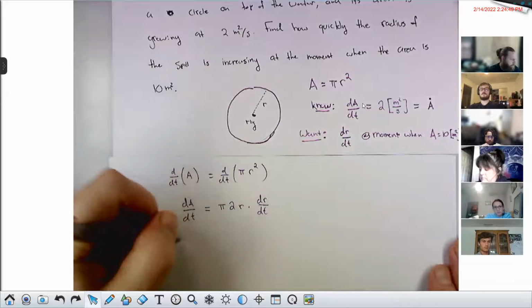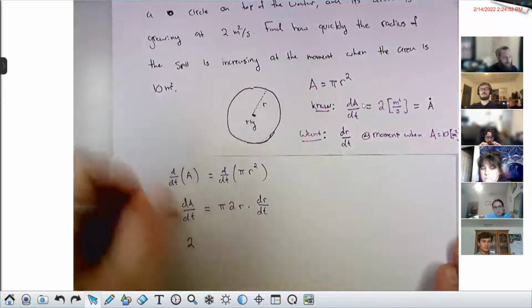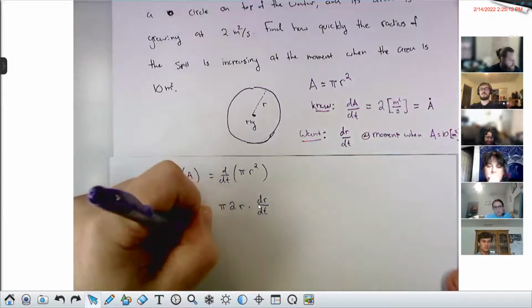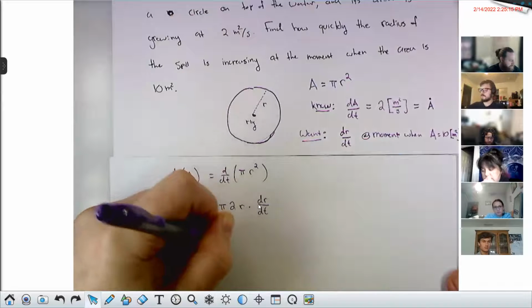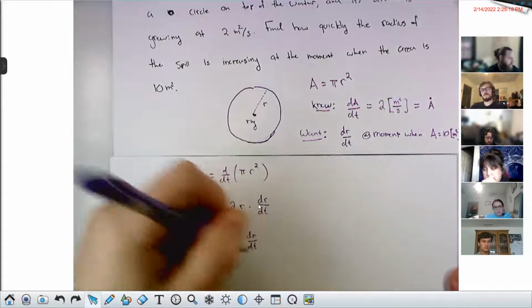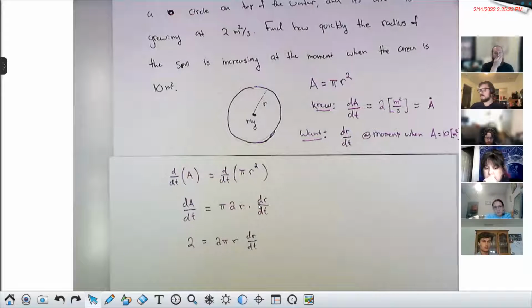And I'll go ahead and just write 2 here. I'll leave off the units. You can include the units. And if you're a chemistry, physics type person, dimensional analysis, making sure units line up can be a really helpful way to check your work. But this is a math class, so I'll stick to the mathematics. The right-hand side is 2 pi r times dr/dt. And I want dr/dt.